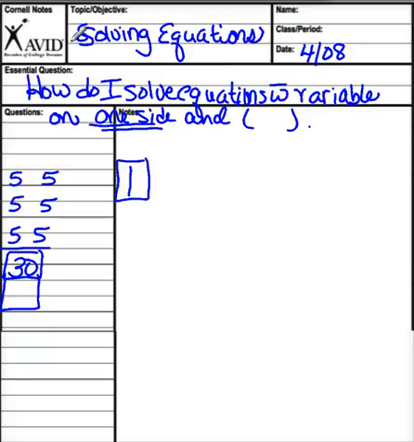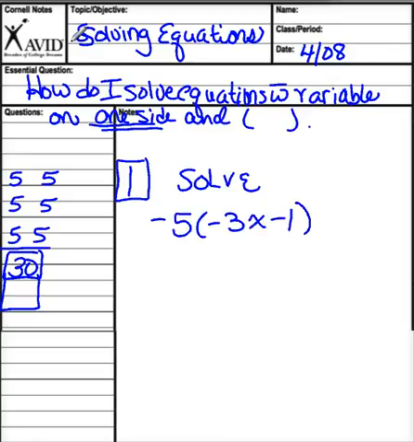So we are going to solve -5 times (-3x minus 1) is equal to 35. Now the reason this is not an exponential algebra problem is for something to be considered exponential, the degree has to be 2 or greater, and this is to the first degree right here, this x, so we actually call this linear algebra. So let's go solve.